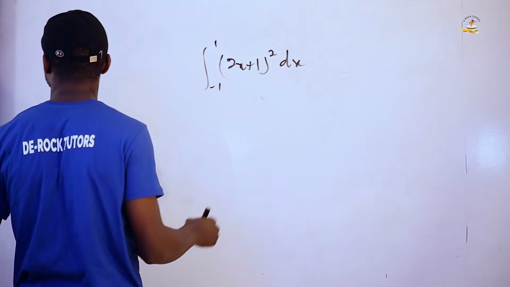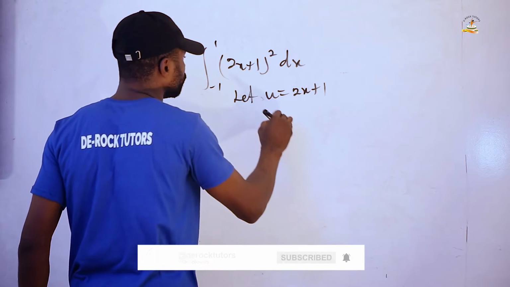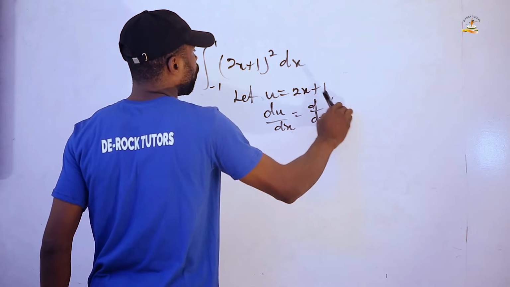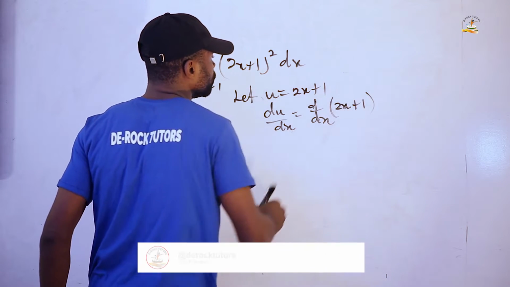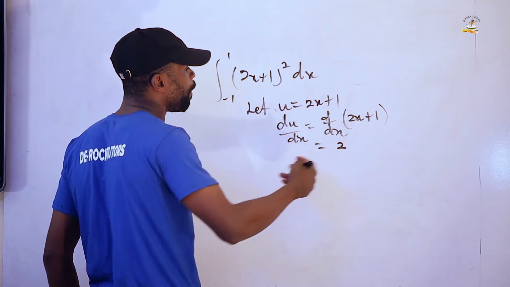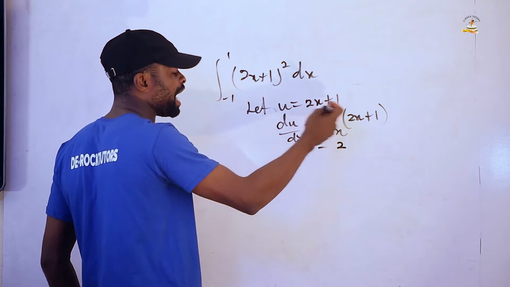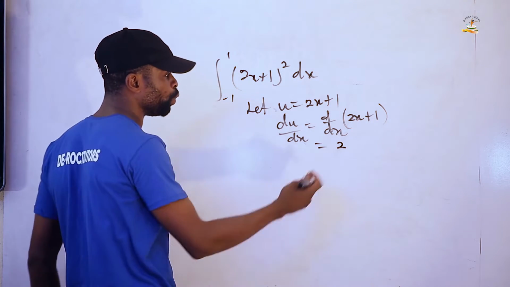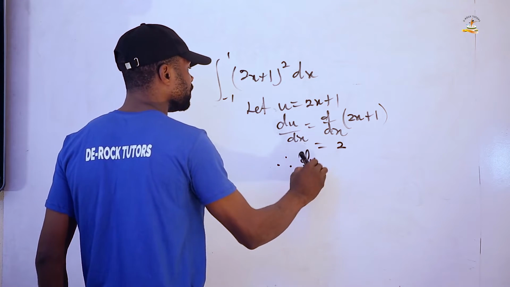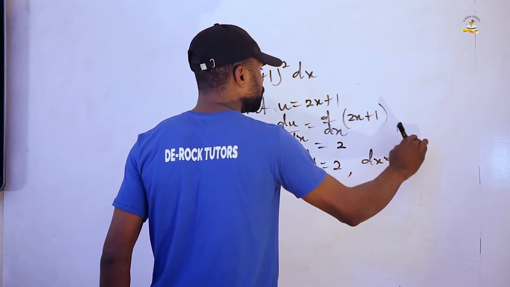So, to integrate this one, we can let u equal 2x plus 1, so that du/dx is equal to d/dx of 2x plus 1. This will give us 2, because if you differentiate 2x, what you have is 2, and if you differentiate a constant, you have 0. This one is plus 0, which doesn't make any difference. Therefore, du/dx is equal to 2, and our dx is equal to du over 2.